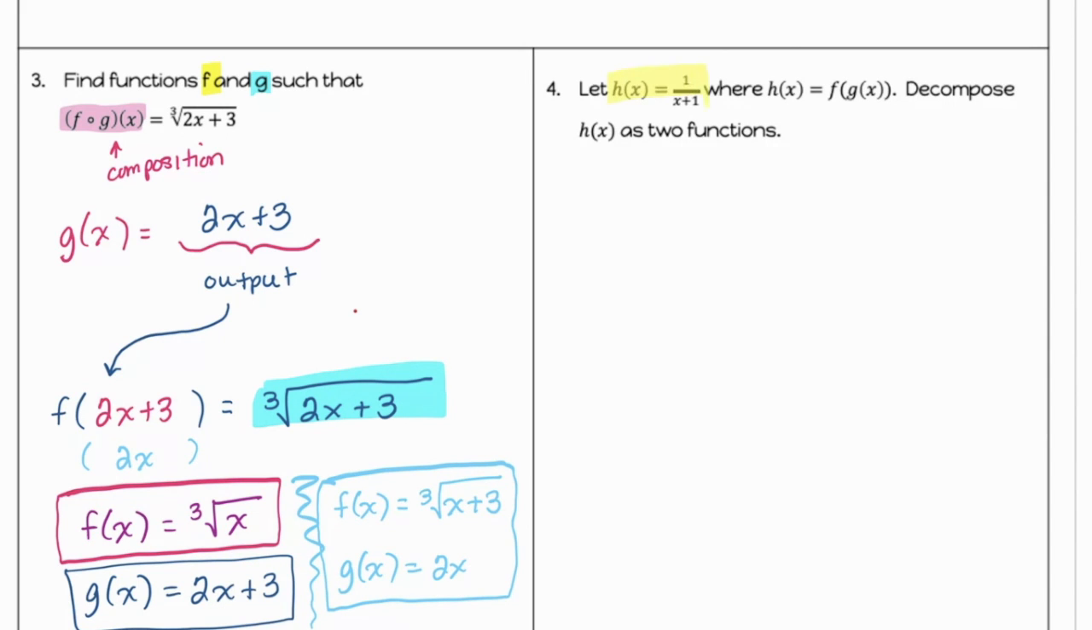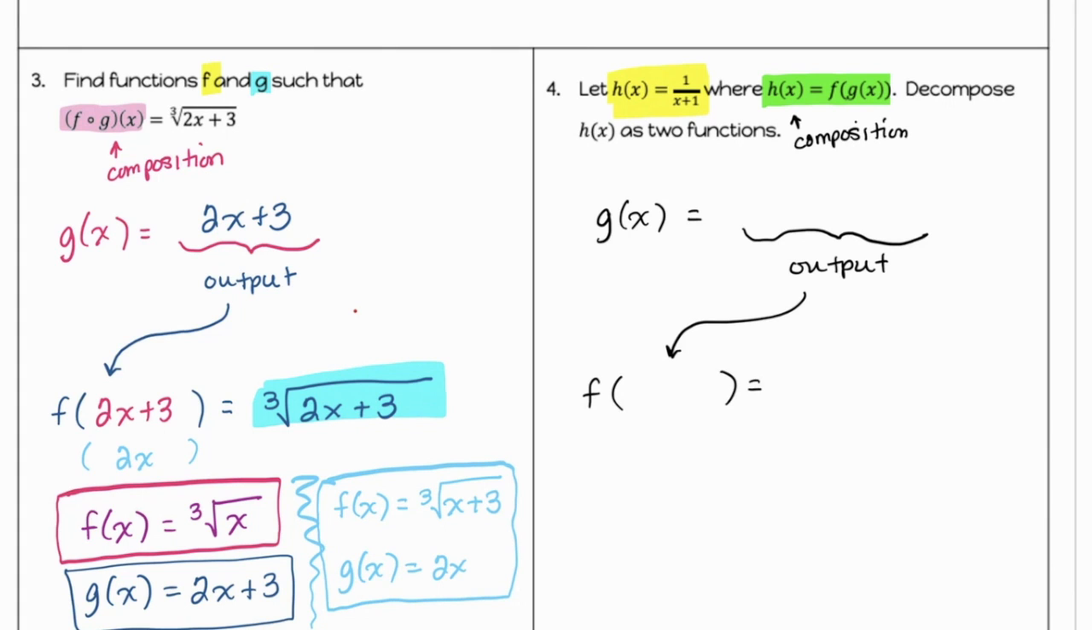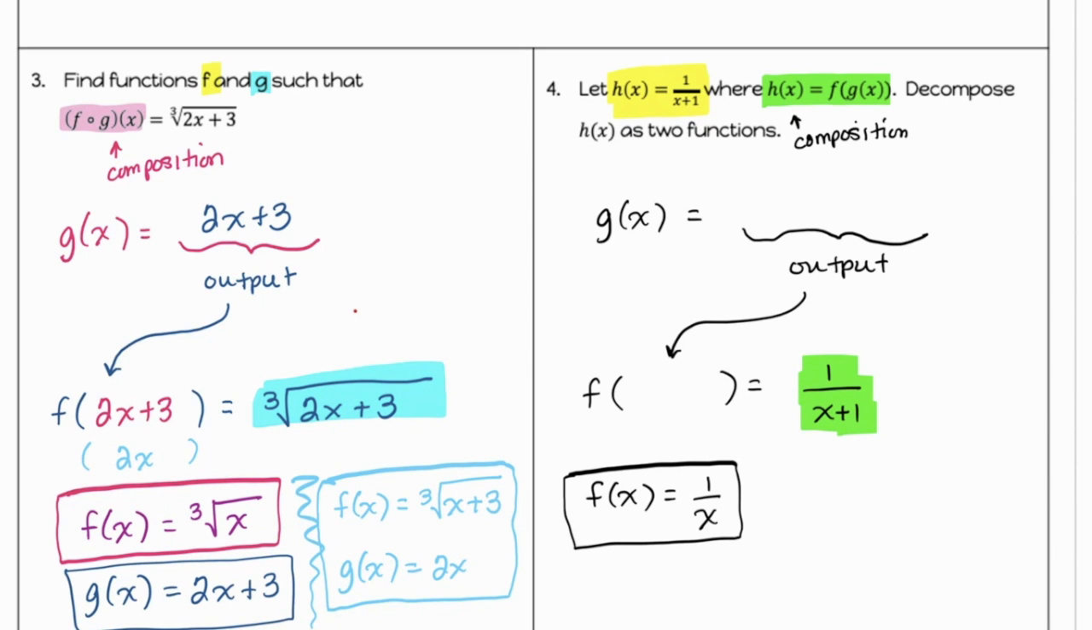Let's try one more. Your h of x function is 1 over x plus 1, where your h of x is the composition piece. Decompose h of x as two functions. So we have been given our composition. We do something and this is what happens. So in this case, I start off with g of x. We get some output. That output is what we input into the f function, leading us to our h of x, which is 1 over x plus 1. Let's say that f of x is 1 over x. Let's just assume that. If f of x is 1 over x, what must my input have been for me to get this 1 over x plus 1? Only thing that I changed is that denominator, which means that my input should be x plus 1, which means that's my original output for my g of x function.